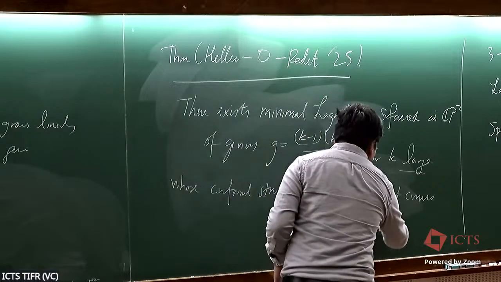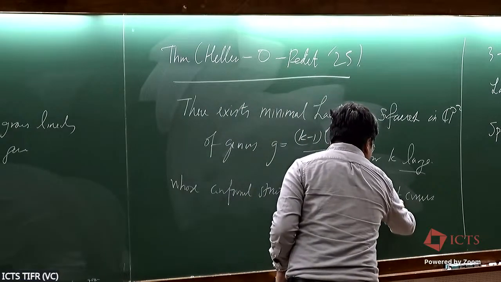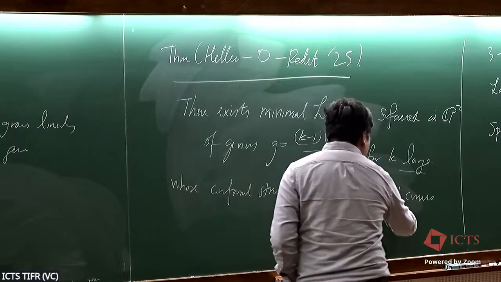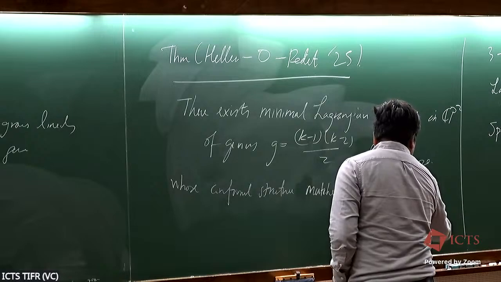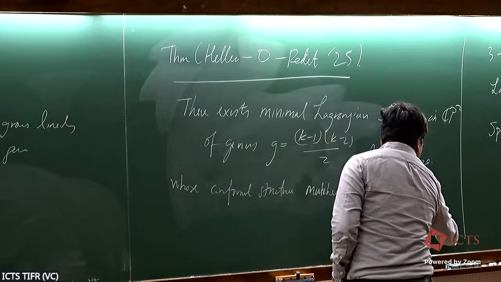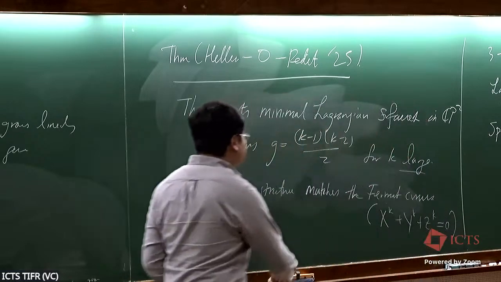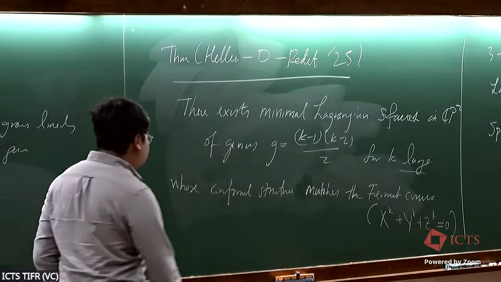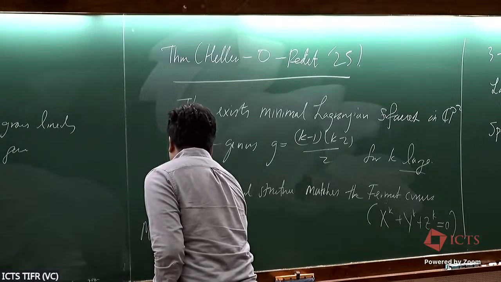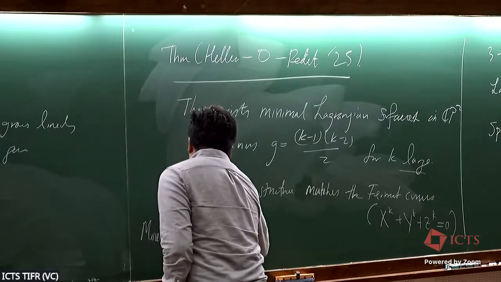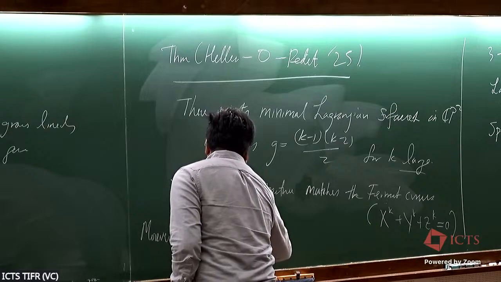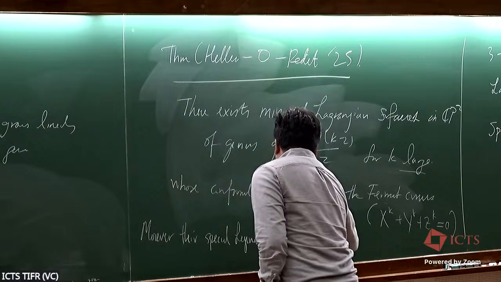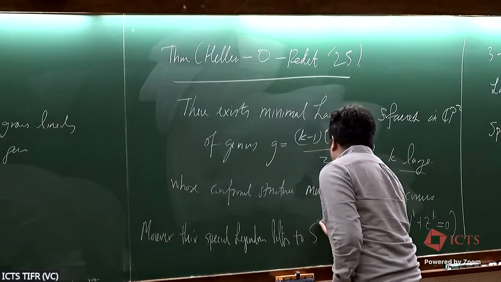Or I could just write it now. You can think of these as curves in CP2 that satisfy the following equation: x to the k plus y to the k plus z to the k is equal to 0. These are the Fermat curves. And the last thing about these minimal Lagrangians is that, moreover, their special Legendrian lifts to S5 are embedded.